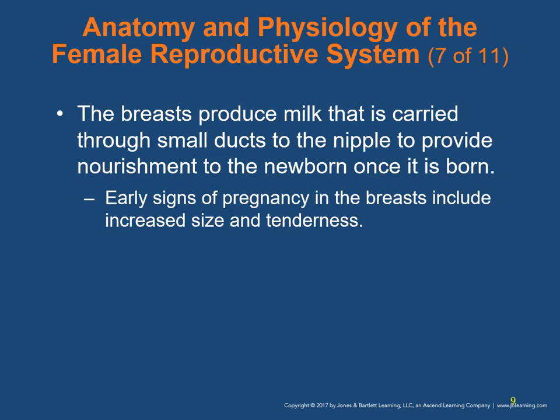In pregnant women, the breasts produce milk that is carried through small ducts to the nipple to provide nourishment to the newborn once it is born. Early signs of pregnancy in the breasts include increased size and tenderness.